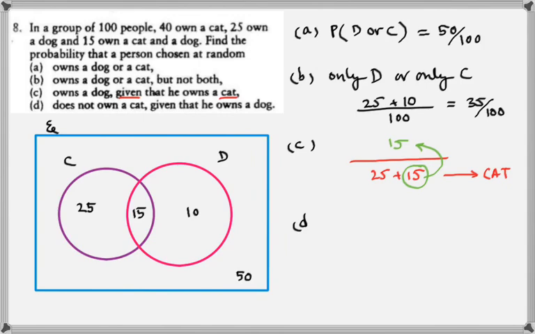Last part, does not own a cat, given that he owns a dog. Whenever a question of conditional probability comes, always read the portion after given first and then the rest of the question. I'll read it this way. Given that he owns a dog, what is the probability he does not own a cat? This sounds simpler. Given he owns a dog, 15 plus 10, that forms the denominator. And this time he does not own a cat. That means he is a person who owns a dog only. How many people are like that? That's 10. So 10 over 25 is the answer.